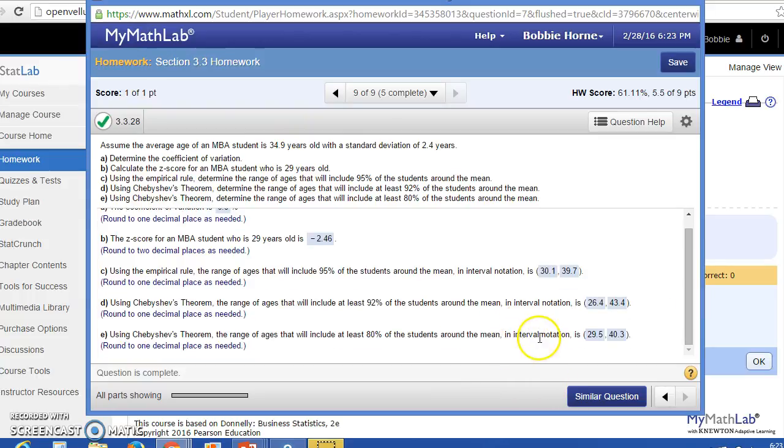So when you're getting your interval notation, you're taking the mean and you're adding and subtracting from it to get that number.